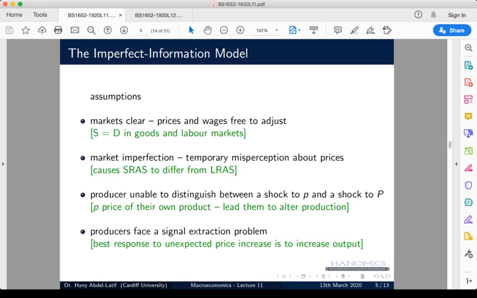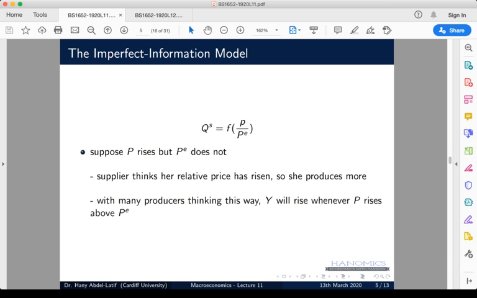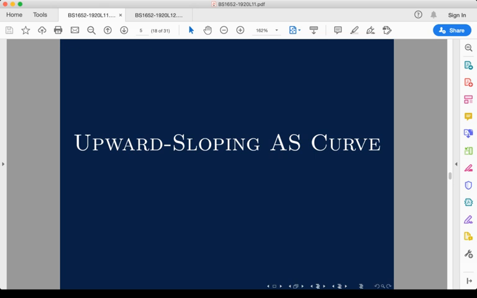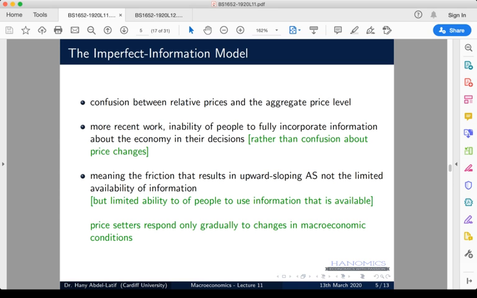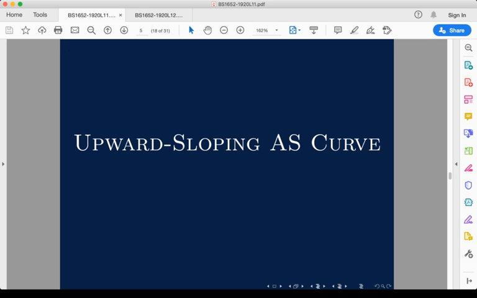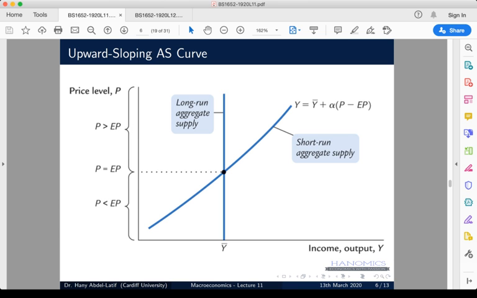Anyway, this is something we covered last time, so don't get lost in the details, just try to understand the main point. The main point is why the aggregate supply curve is an upward sloping curve, and that's what we covered in the previous lecture. So we have a short-run aggregate supply curve that is upward sloping.